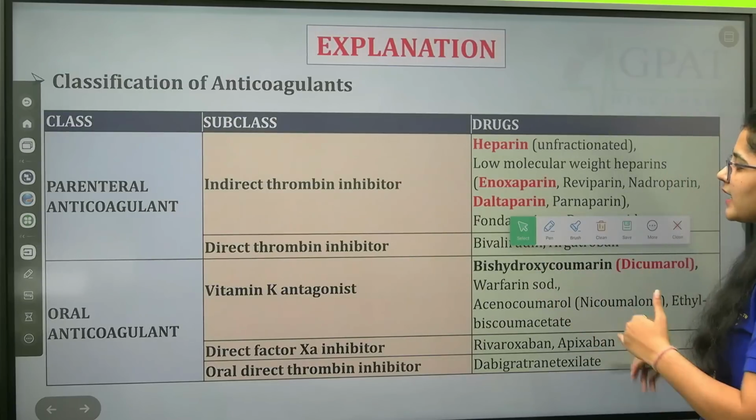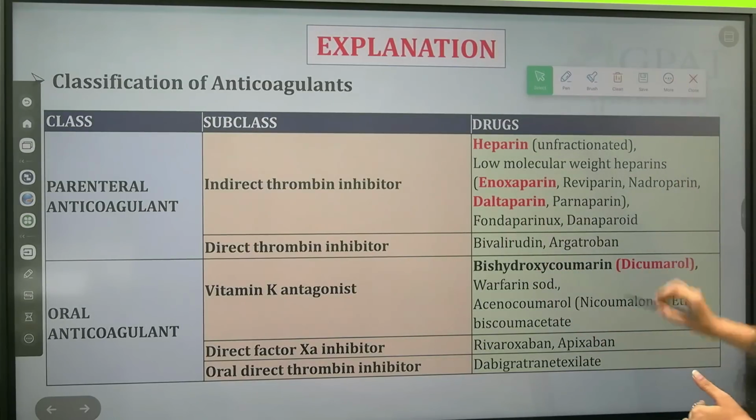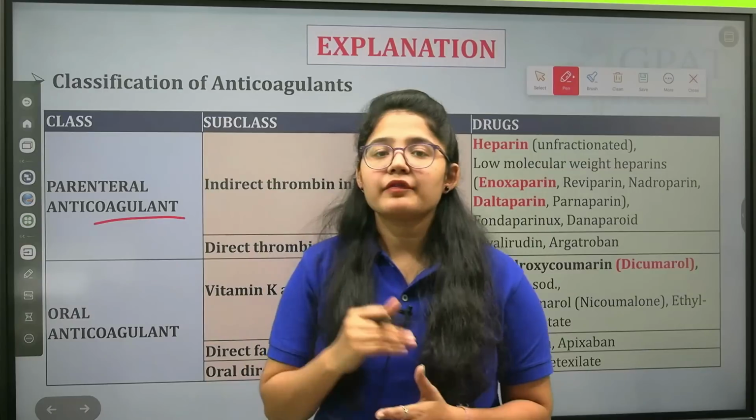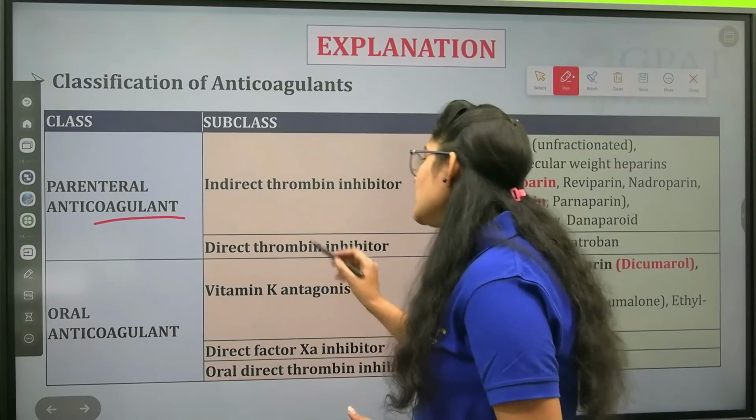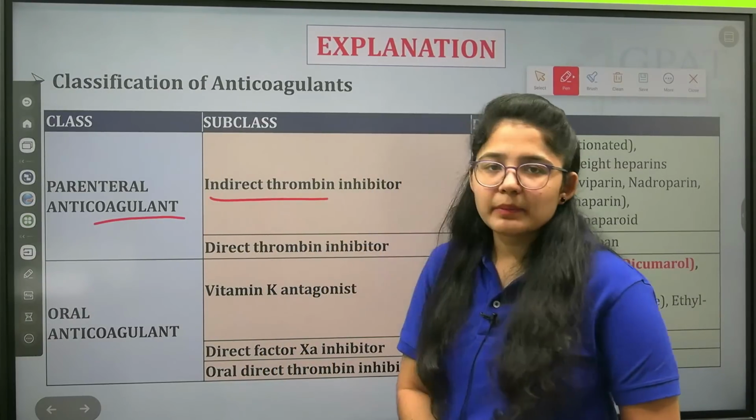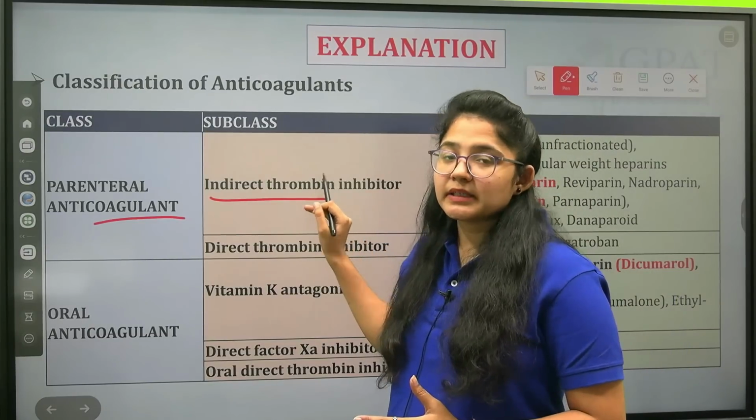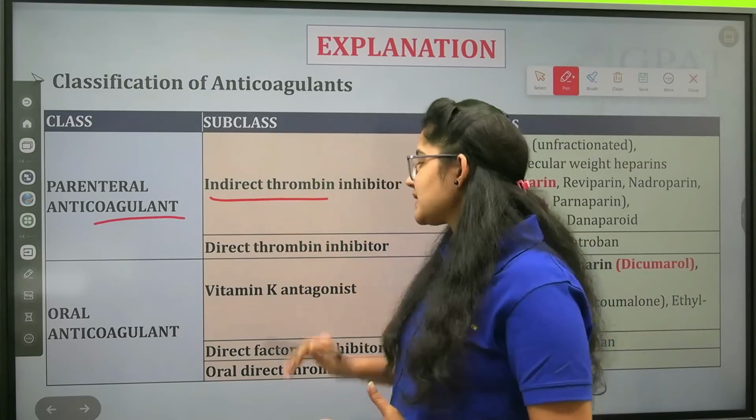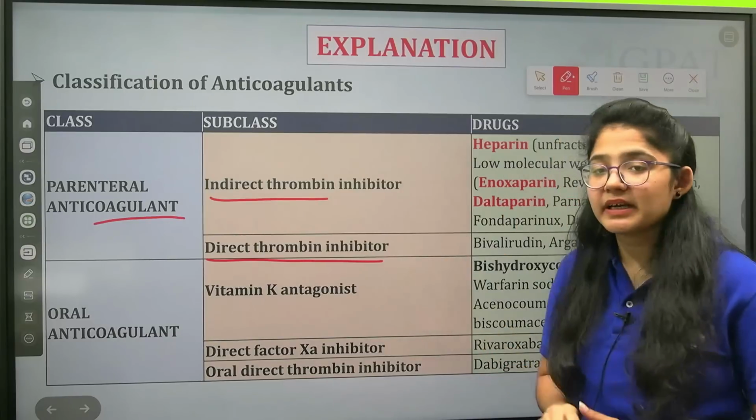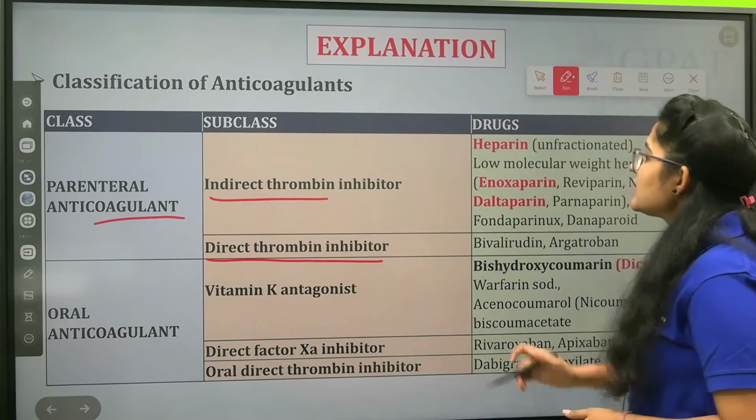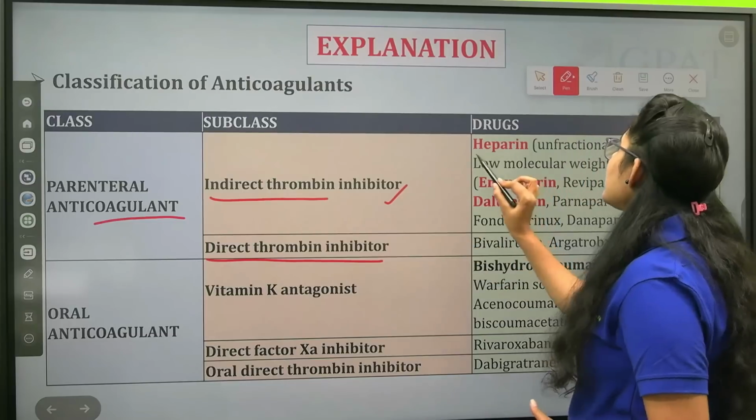This is the chart which is also very important. See, from here you can understand the parenteral anticoagulants are further classified into two types. One is the indirect thrombin inhibitor, that will inhibit the thrombin but indirectly. Second is the direct thrombin inhibitor. It will directly attack the thrombin synthesis. Clear? So the indirect thrombin inhibitors are heparin.